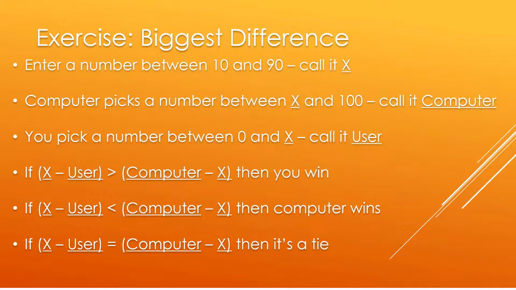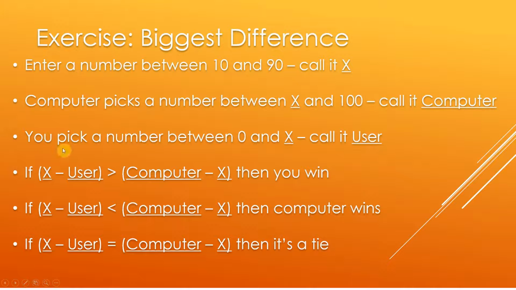from x. So then the computer will pick a number between x and 100. So anything larger than x and less than 100, and we're going to call that value 100. Remember, the computer doesn't need the ask and wait block because it's not a human. So we can do that in code using the random function.